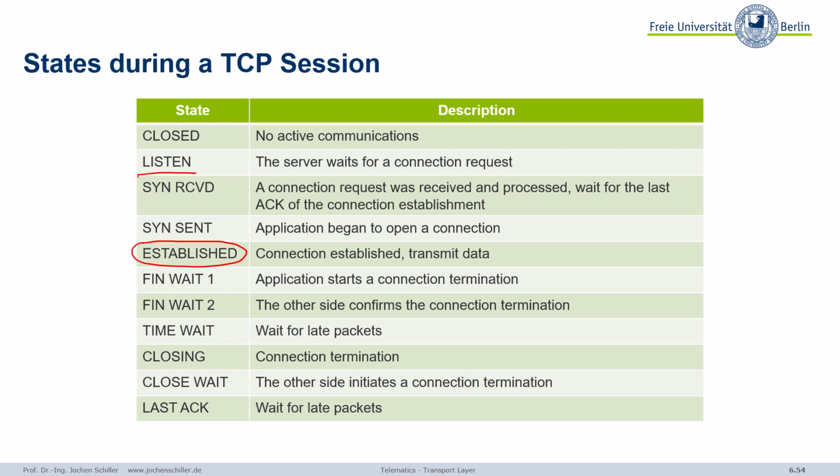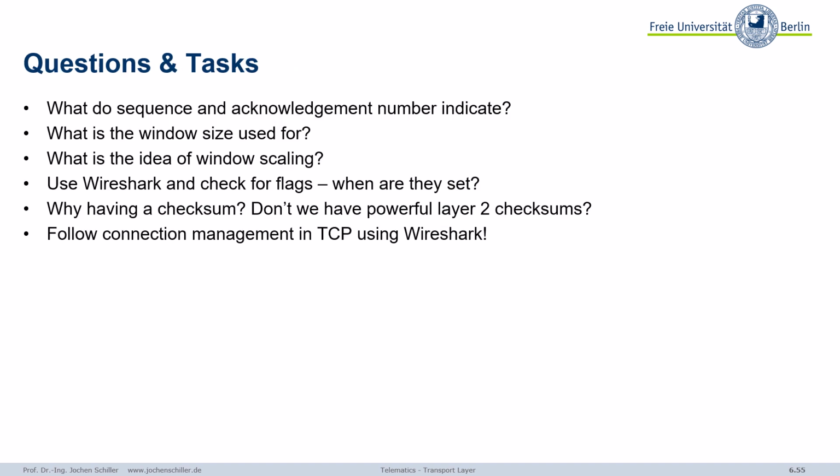Okay, so some questions. We have sequence numbers, acknowledgement numbers. What do they indicate? What do you count? What do they mean? We also have in a header a window size. What is this used for? This window, I will come back to the mechanism, what we do there, but what is this used for? And why can we scale the window? Yeah, this is something to do with what the window actually means.